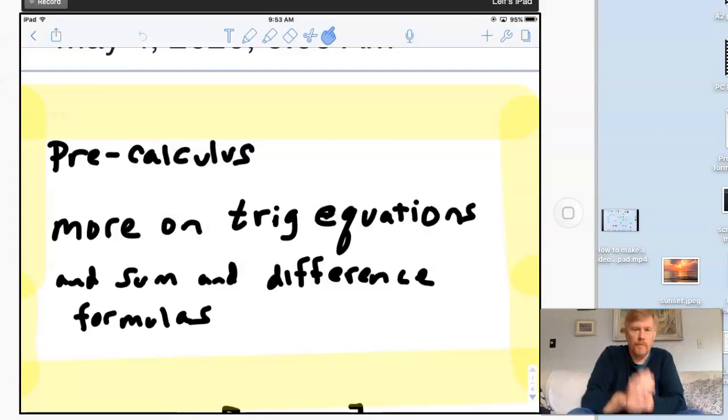Okay, good morning. Today, for pre-calculus, I'm going to be covering more on trig functions, including sum and difference formulas.